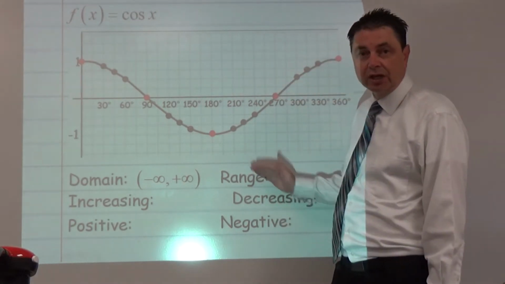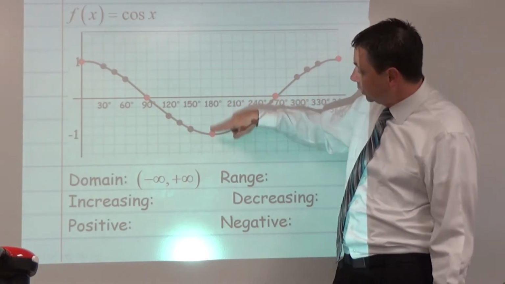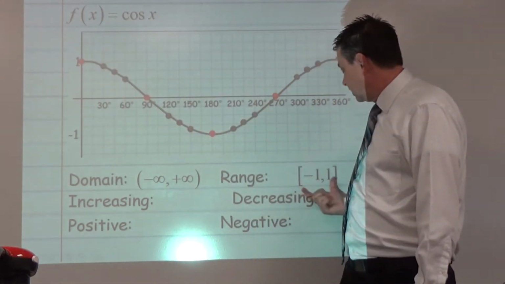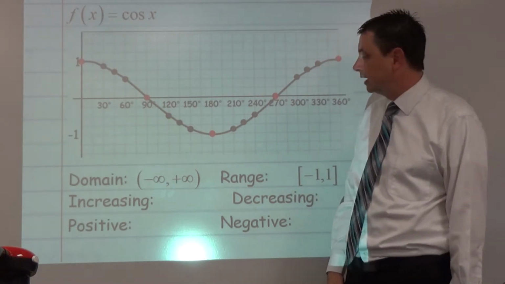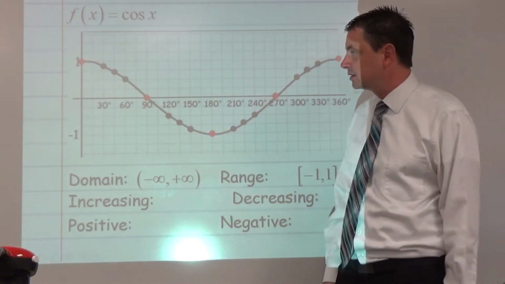The range is exactly the same as it was for the sine function. The lowest we go is -1. The highest we go is +1. So our range is between -1 and +1, inclusive. That's why we have the brackets.